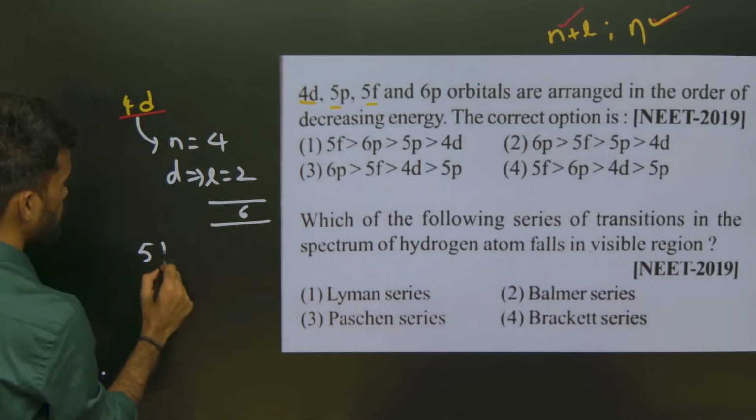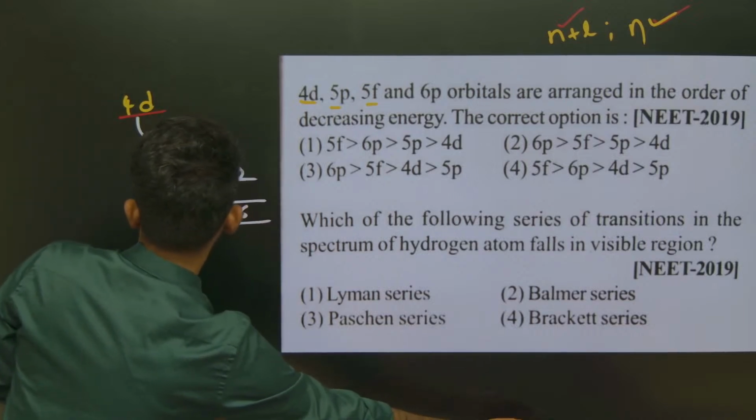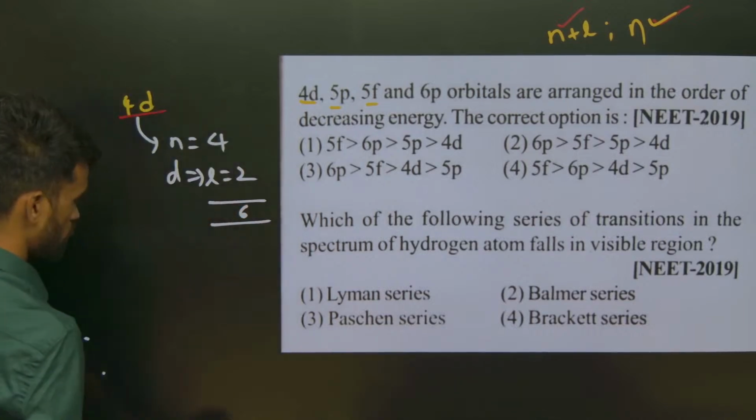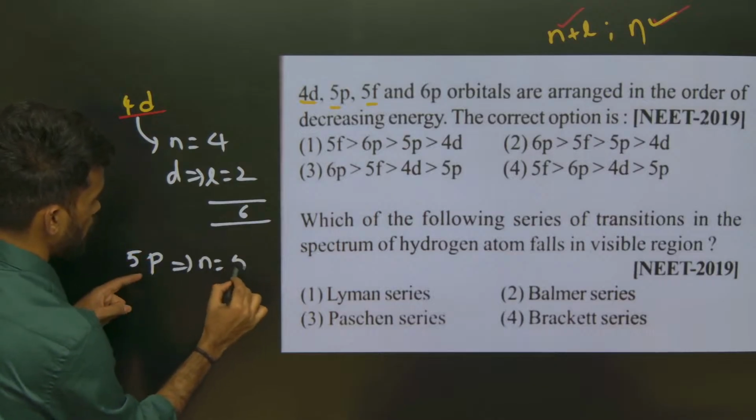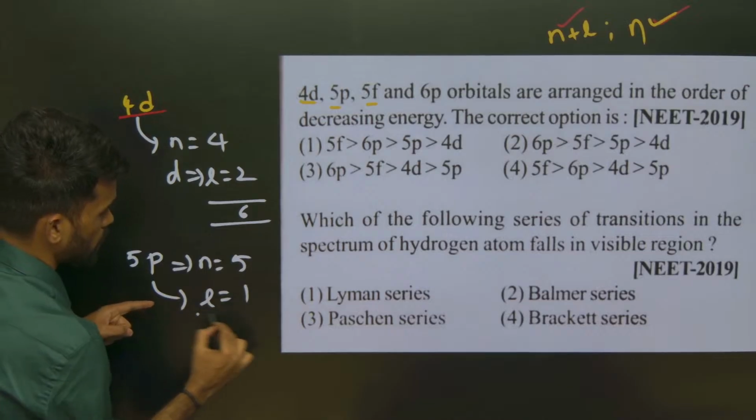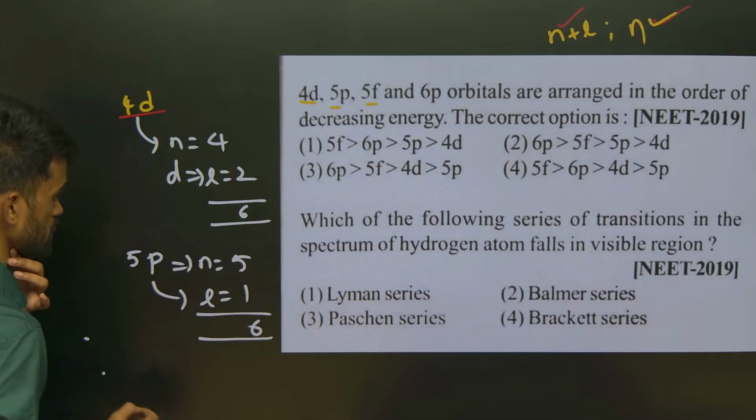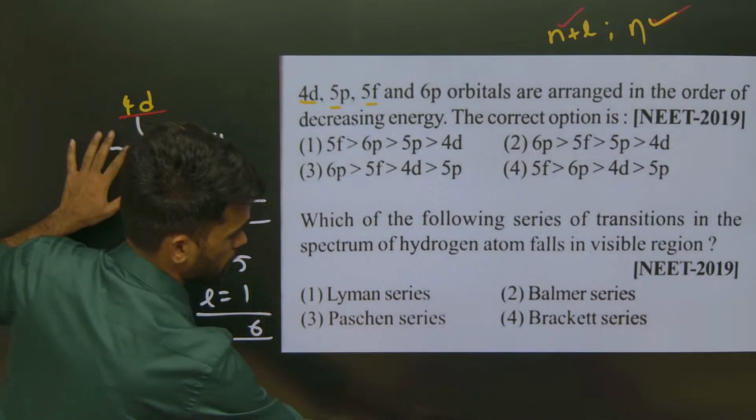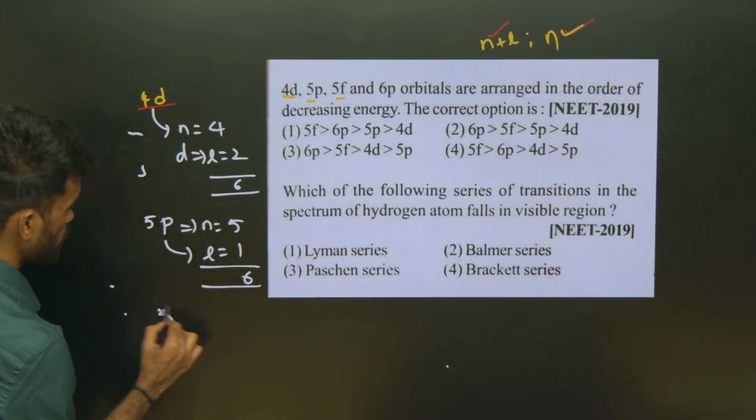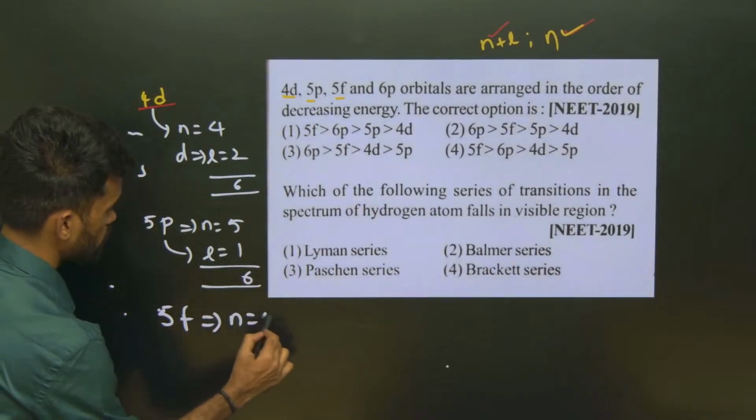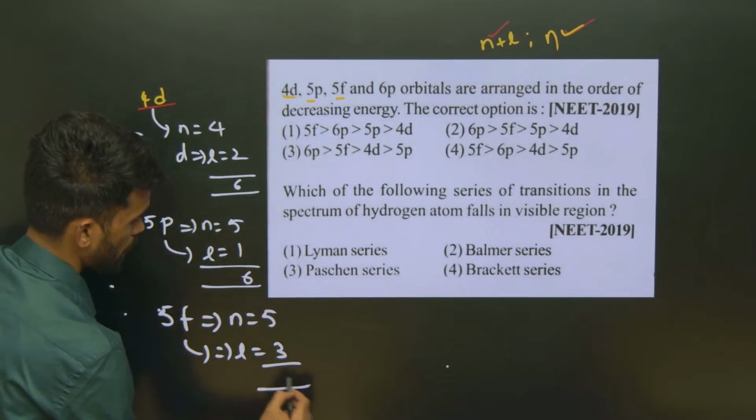And for 5P, N is 5, and for P, L will be 1. So total sum will be 6. Okay, like this you just get the numbers of everything. N plus L rule you just apply. Okay, and the next one is what? 5F. N value is 5. For F orbital, L value will be 3. So it will be 8.